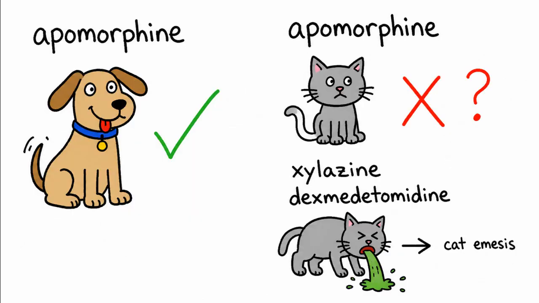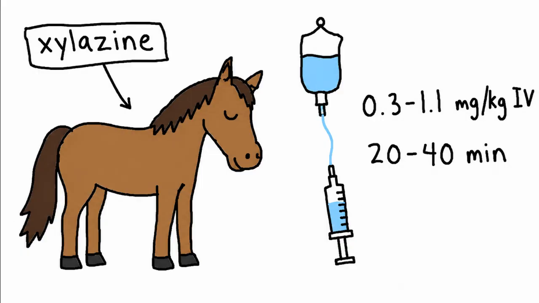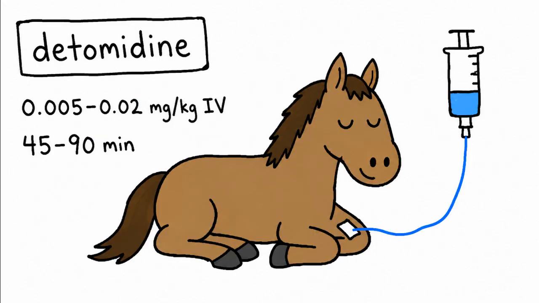Apomorphine is mainly a dog emetic because it is less reliable in cats, while xylazine and dexmedetomidine are more associated with emesis in cats. In horses, alpha-2 agonists are a major foundation of sedation and anesthesia. Xylazine is often around 0.3 to 1.1 mg per kilogram IV and lasts about 20 to 40 minutes. Detomidine is often around 0.005 to 0.02 mg per kilogram IV and lasts about 45 to 90 minutes.